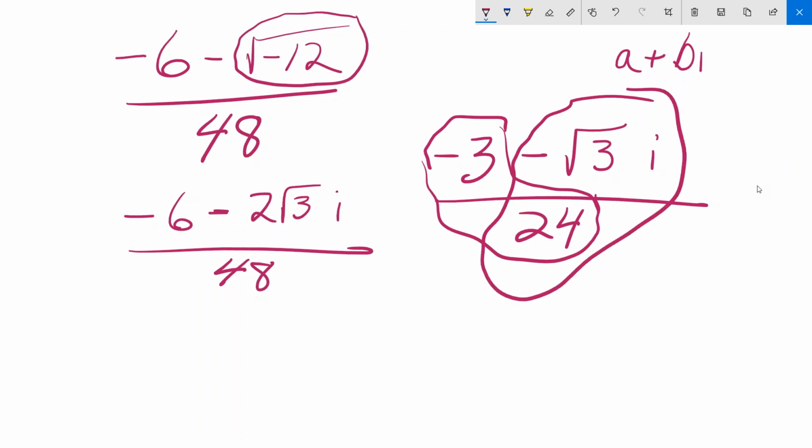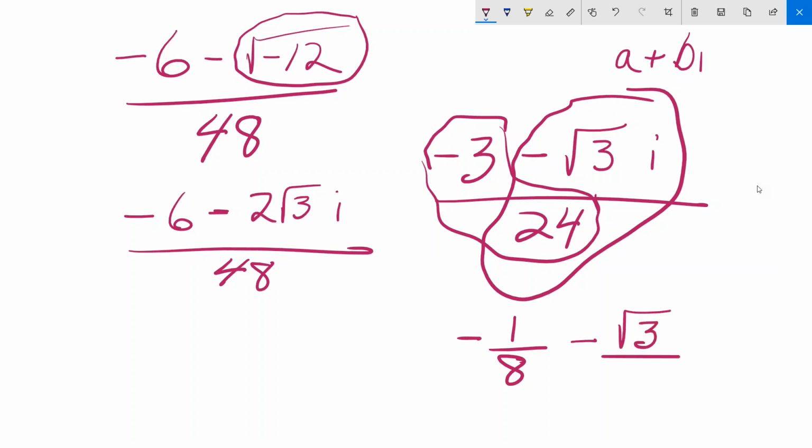Okay. Let's split it up into those two fractions. What do you have? What's -3 over? So it'd be -3 over 24. Which is the same as -1/8. Yes. What's the rest of it? 1/8 minus 3 square root 3i over 24.